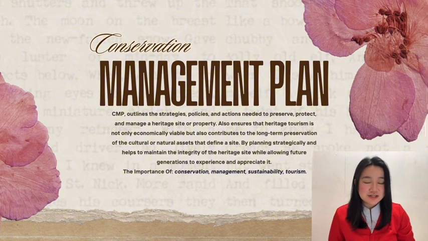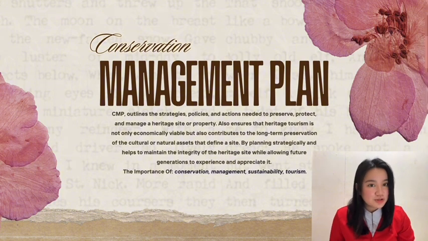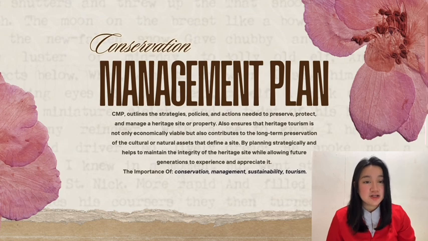We have here conservation, management, sustainability, and tourism. All of these are the key aspects of the CMP. In conservation, the aim is to preserve the integrity and authenticity of the cultural site and the value of the heritage site, which includes the physical restoration, maintenance, and protection of the site. We also have the management, wherein there are guidelines on how to manage the site, including the flow of visitors, infrastructure, and the regulations.